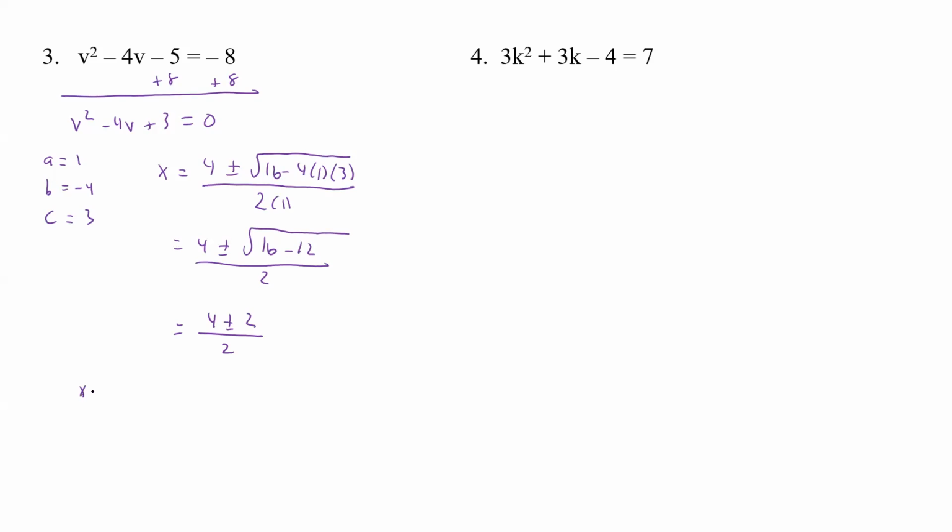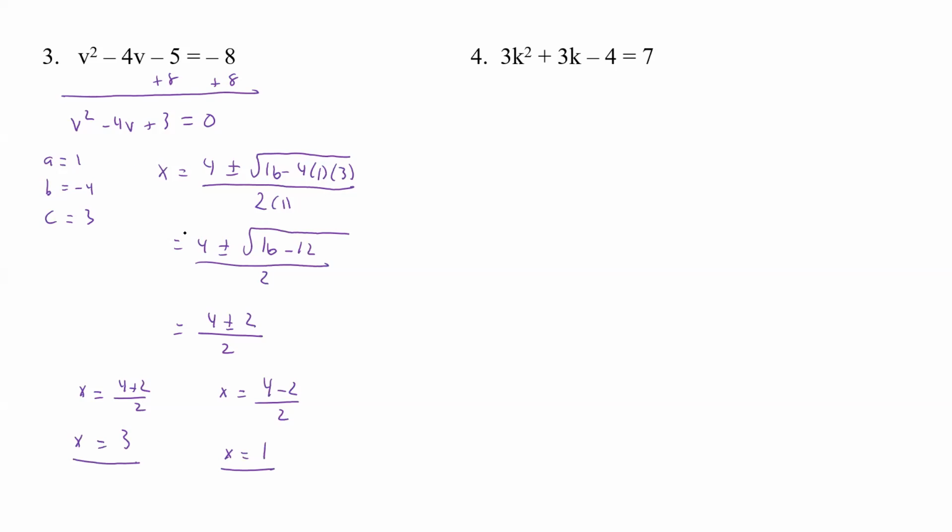And so that gives us two solutions. The first one's going to be 4 plus 2 over 2, and the next one's going to be 4 minus 2 over 2. Well, 4 plus 2 is 6, divided by 2 is 3. And here we have 4 minus 2 is 2, divided by 2 is 1. Okay, so we got the two solutions, x equals 3 and x equals 1.